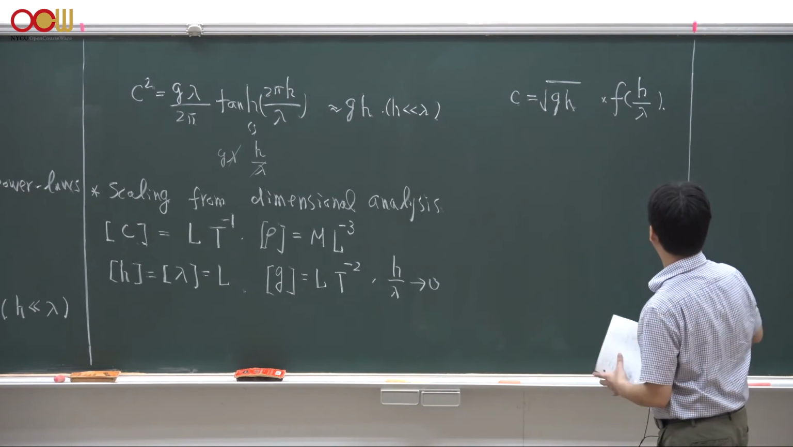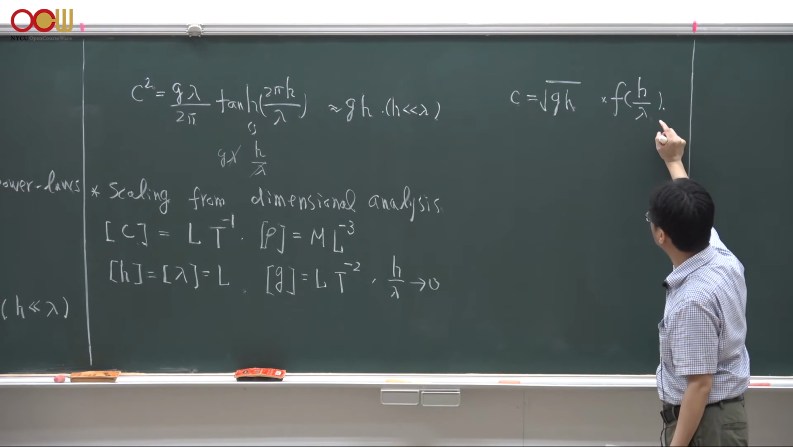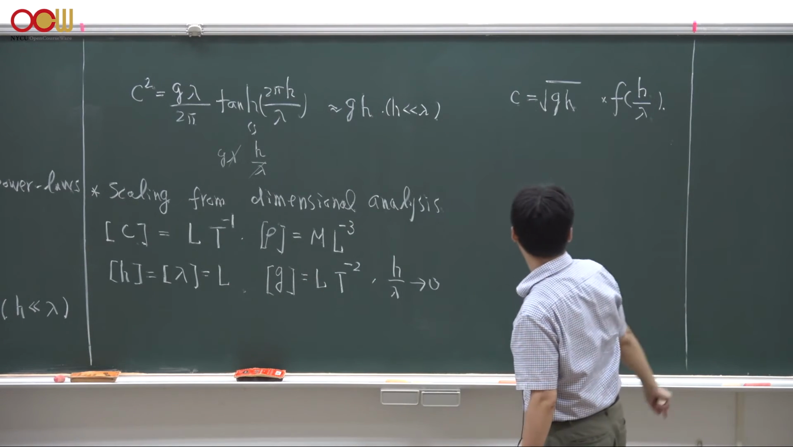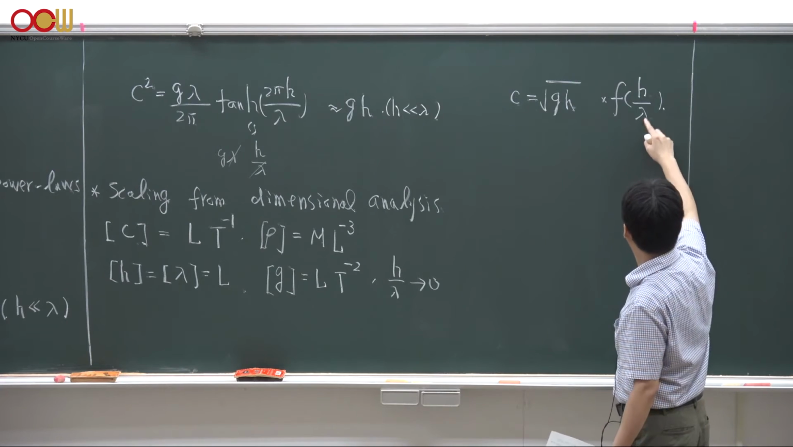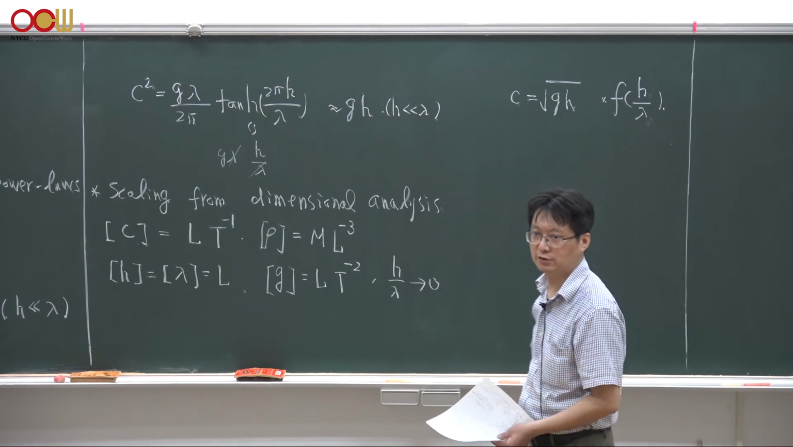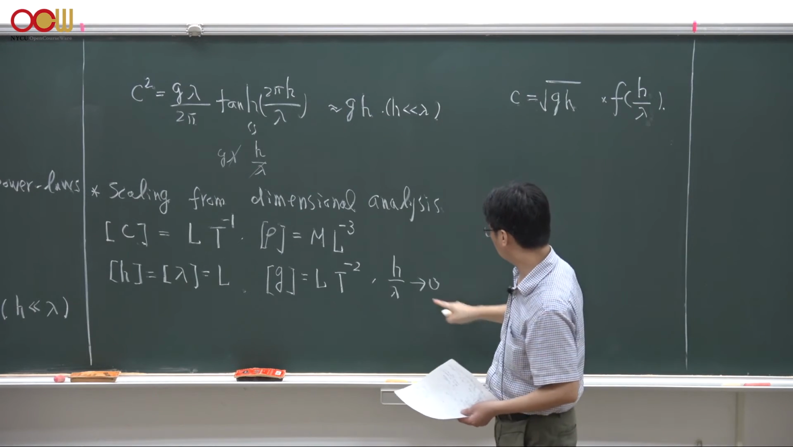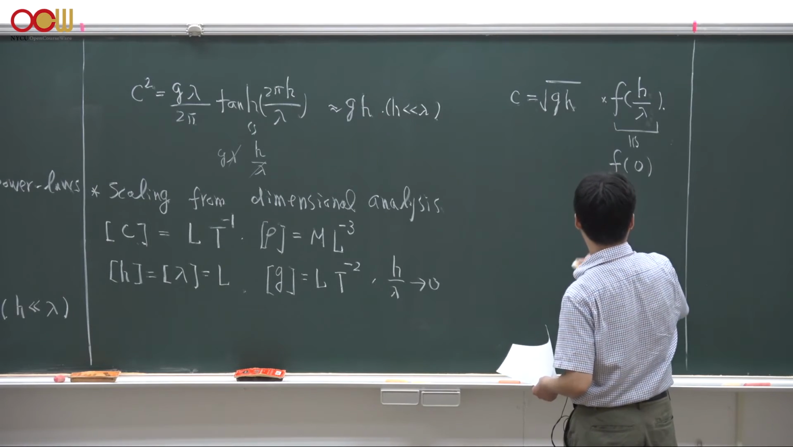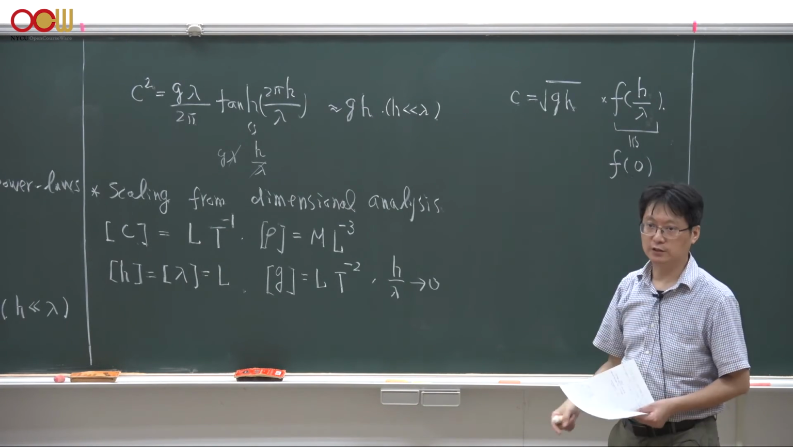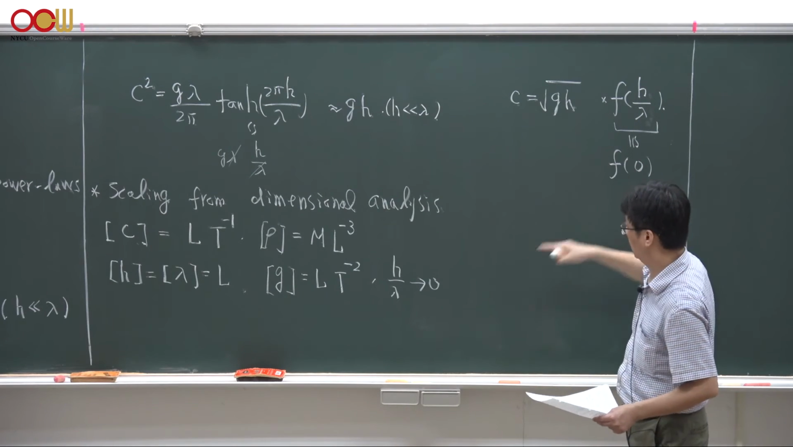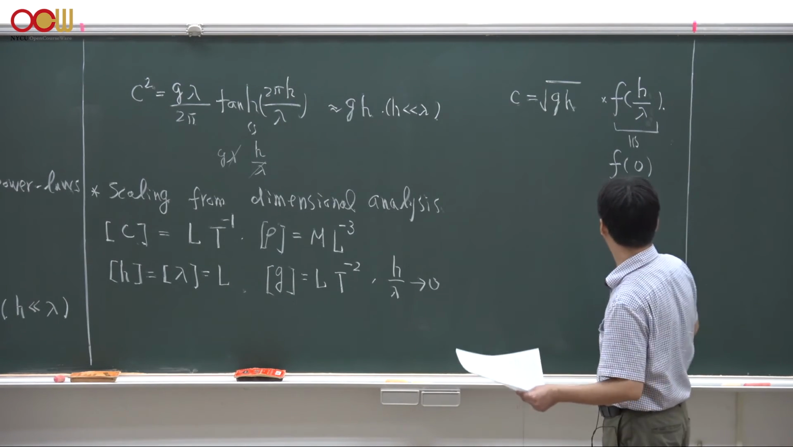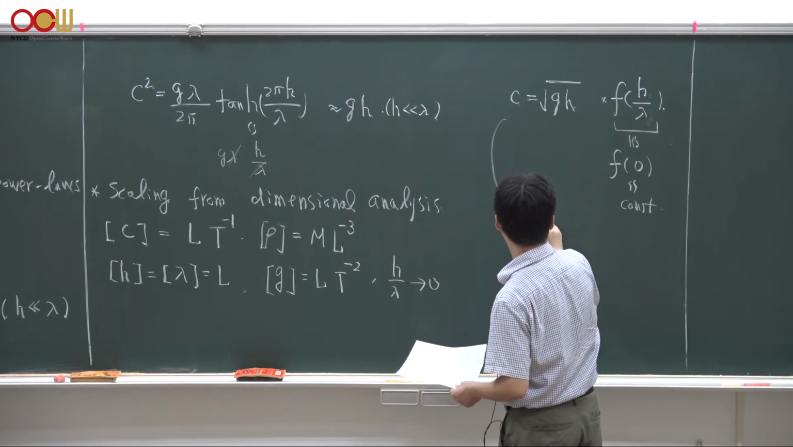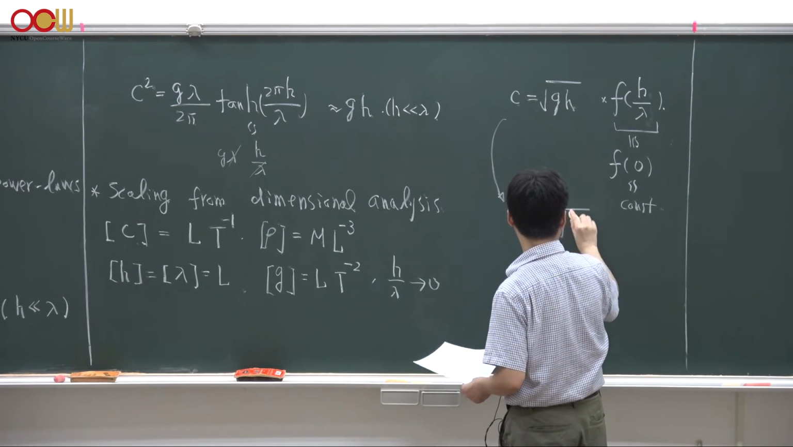So I don't know what this f function is, but what I do know is that since h has a dimension L, which is a length scale, the same length scale as lambda, this h over lambda is dimensionless. In other words, when h over lambda is almost 0, this function becomes almost f of 0. Suppose that this f function is a well-behaved function in the limit of h over lambda approaching 0, then we could safely say that this is the correct relation, because now c is really proportional to the square root of gh times a constant.